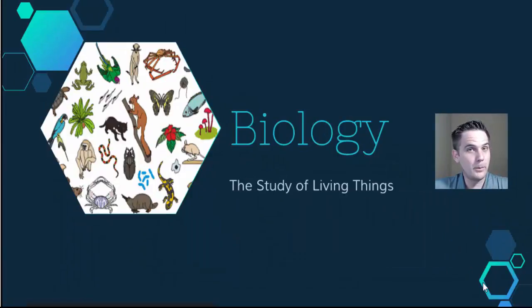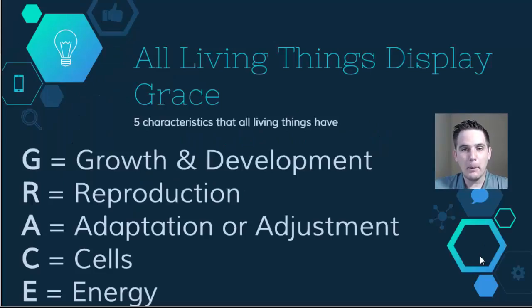First, what is biology? Biology is the study of living things. If you are studying any living thing at all, then you are involved in what a biologist would do. And a biologist knows that all living things have 5 characteristics, and we can make an acronym out of that called GRACE. G for growth and development, R for reproduction, A for adaptation or adjustment, C for cells, and E for energy. All living things have all 5 of these characteristics.